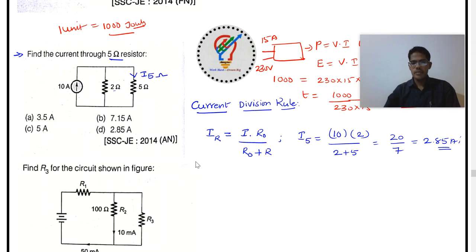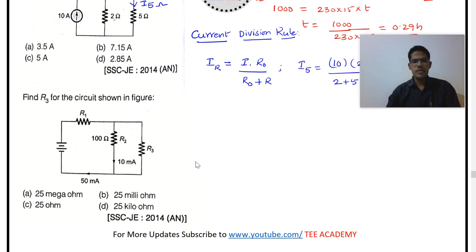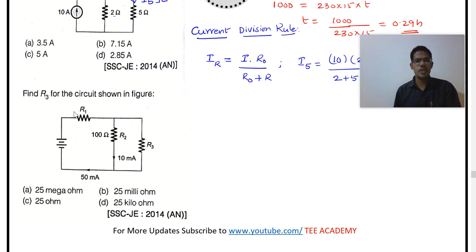Next question. Similarly, we have seen one more such question here. The next question is: find the resistance R3 for the circuit shown in the figure. So where is that R3? R3 is here. Here we need to find the value of R3. Now the basic concepts that we are going to apply here, let us look at the given data. Here, just assume we apply KCL.